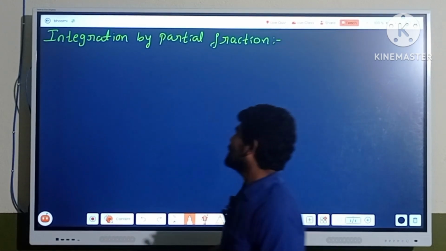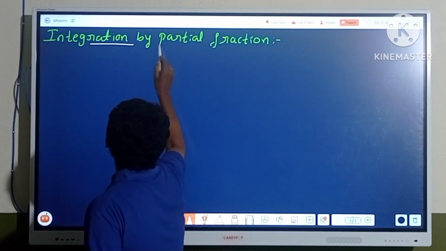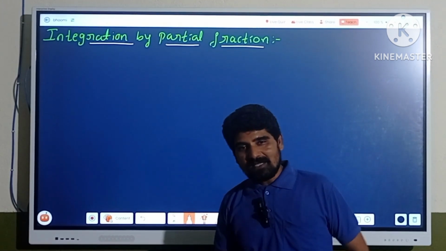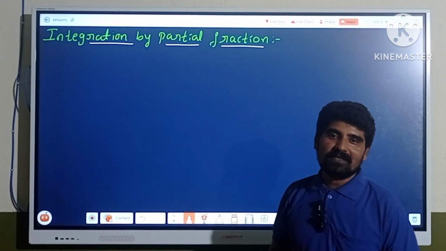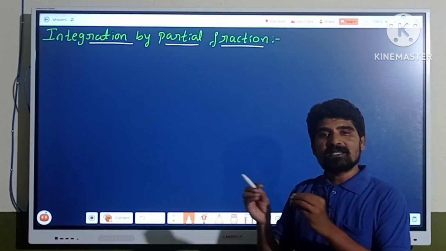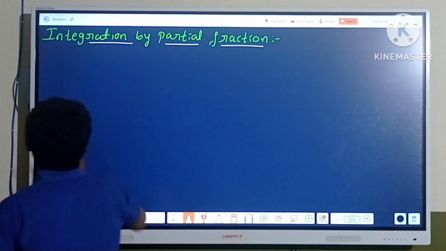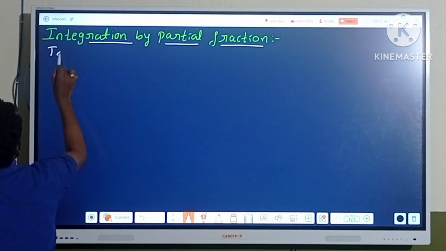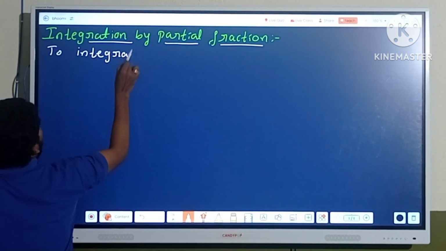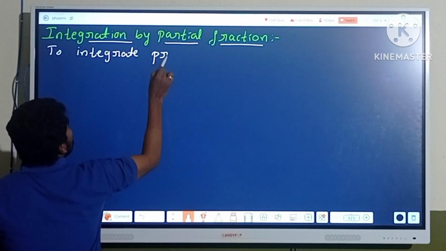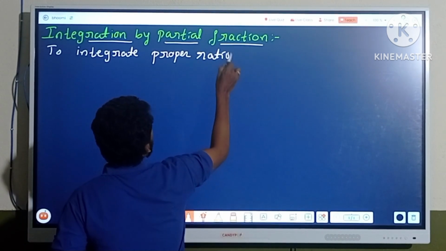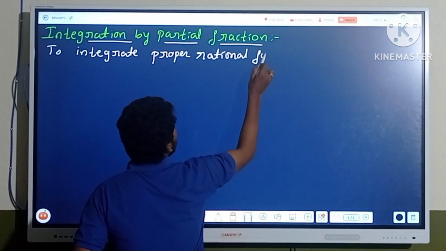So today I am going to discuss integration by partial fraction method. Basically this partial fraction method is used to integrate proper rational functions.